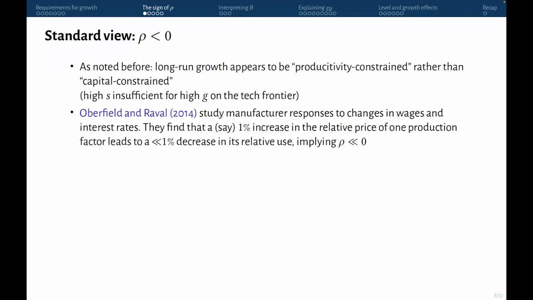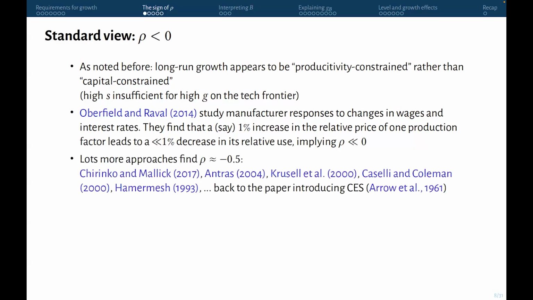There's lots of ways of trying to get at this parameter, and I'm not an expert in all of them, but you can look at how manufacturers respond to changes in the ratio between the interest rate and the wage rate for the sort of people they want to hire. And you find an elasticity of substitution way less than 1. That is to say, a substitution parameter way less than 0. And there's lots of other approaches going all the way back to the paper that introduced the term CES. They're all like, yeah, looks like elasticity is probably less than 1.